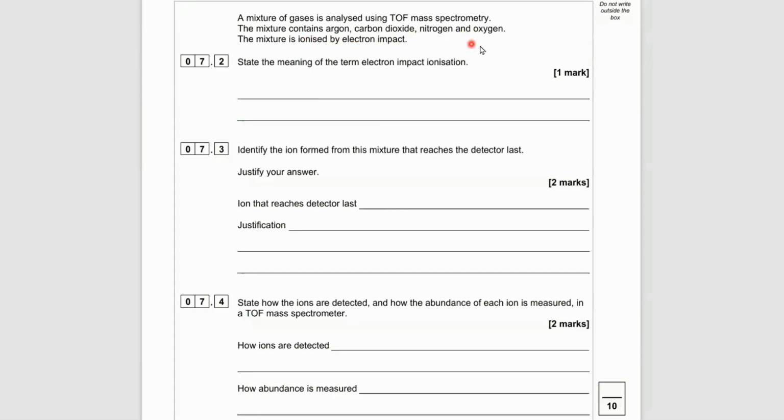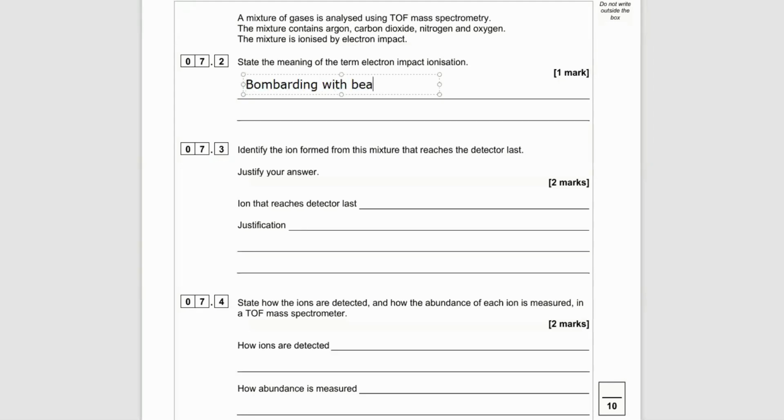Right, 7.2. A mixture of gases is analysed using time-of-flight mass spectrometry. The mixture contains argon, carbon dioxide, nitrogen, oxygen. The mixture is ionised by electron impact. This is a different type of ionisation. State the meaning of the term electron impact ionisation.